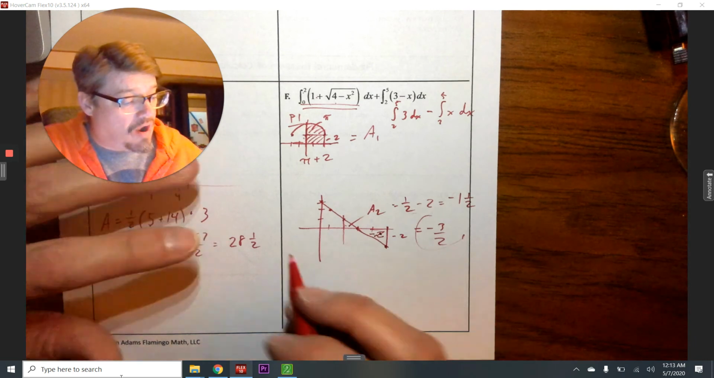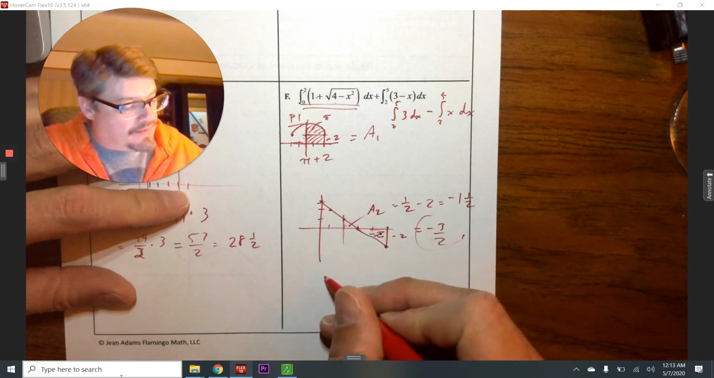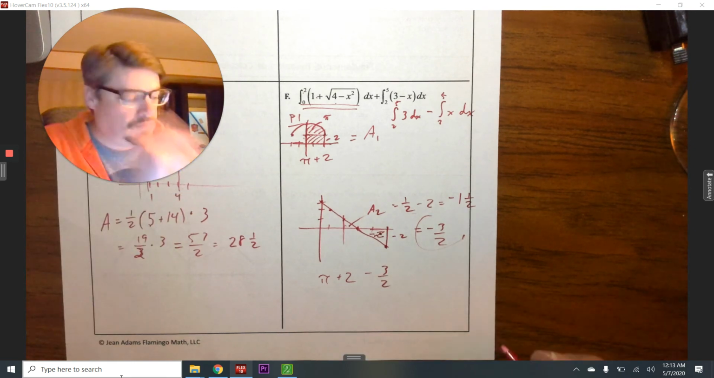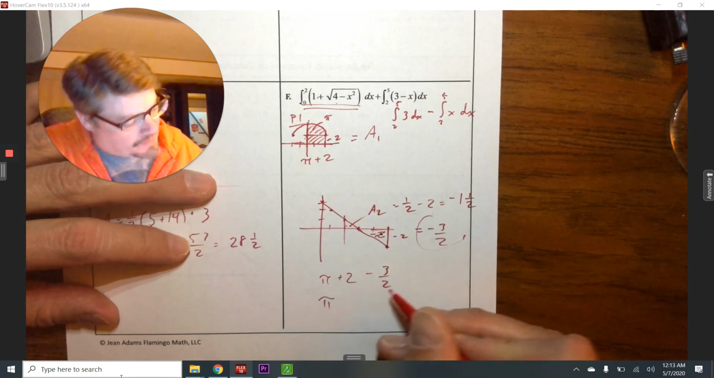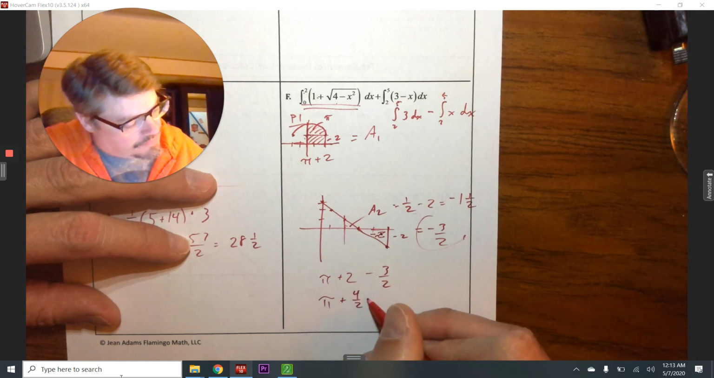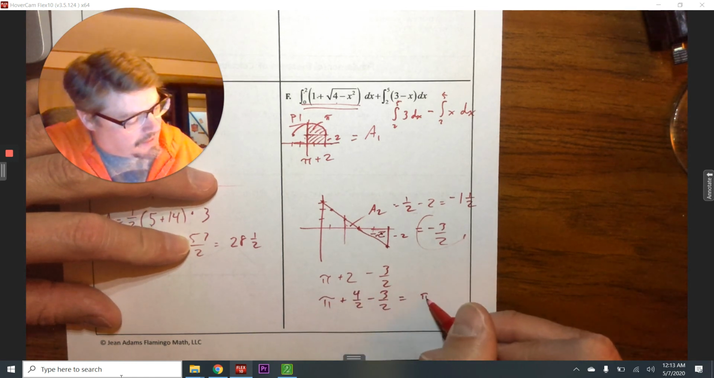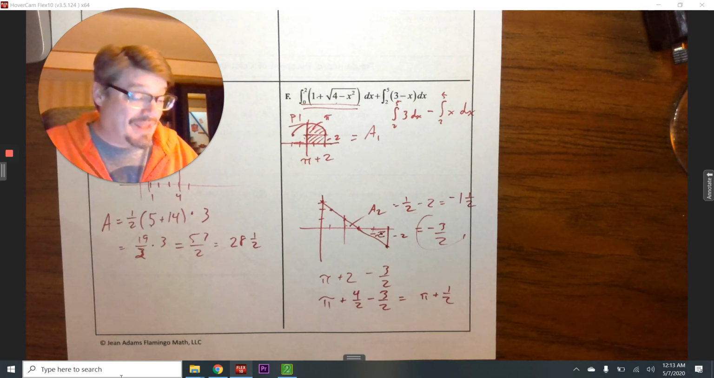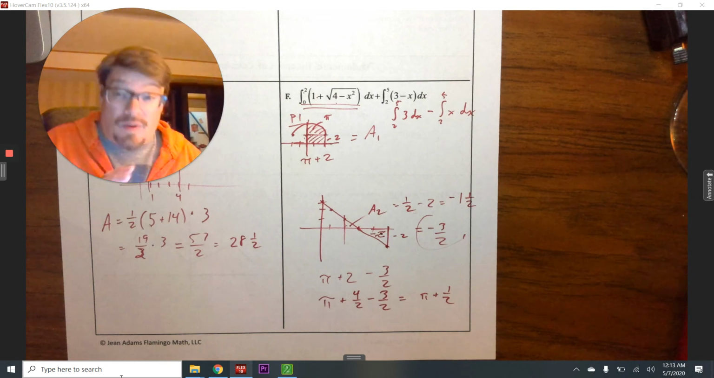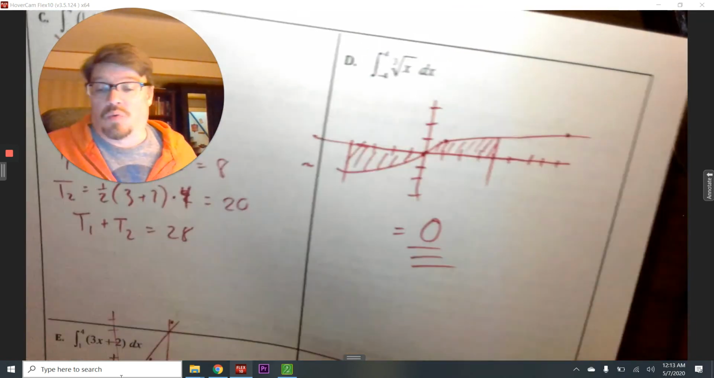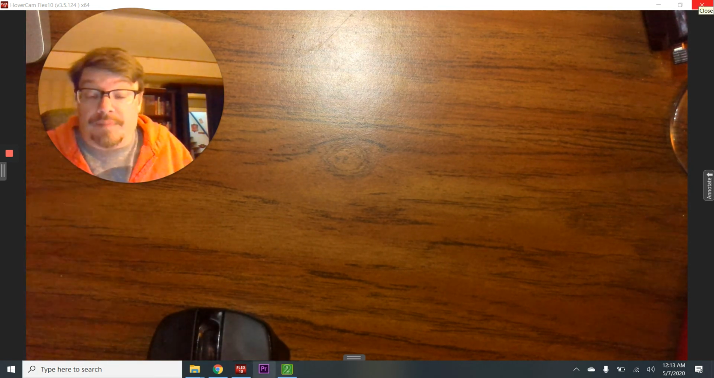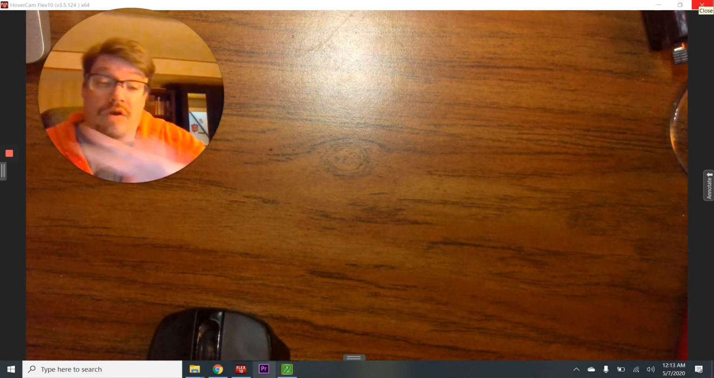Now when I add all of it together, I end up with pi plus 2 minus 3/2, which is pi plus 4/2 minus 3/2, which is pi plus 1/2. All right, so that's it. That's the game. Geometric way of looking at things. Other than that, we're going to be learning some techniques that will speed these up. You do not have to draw pictures. We can just go to the straight algebra.